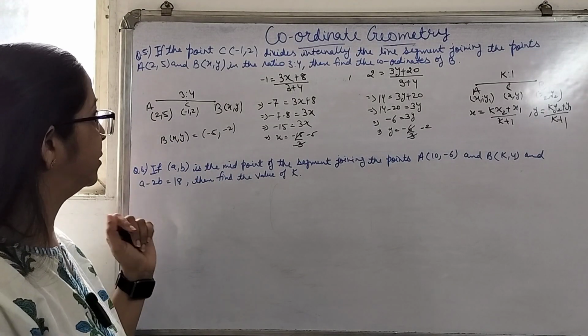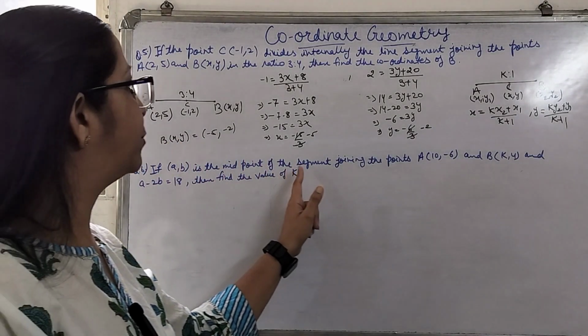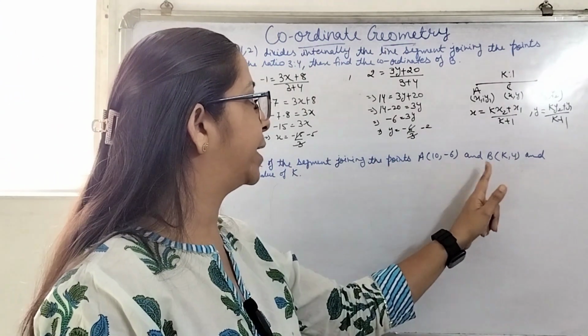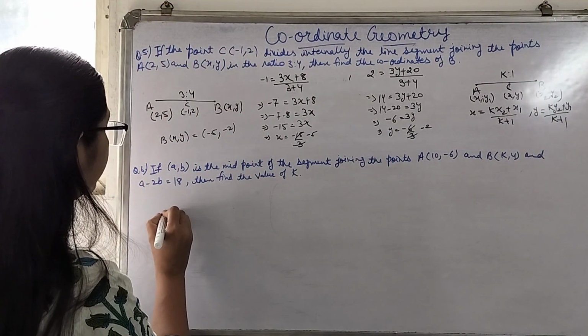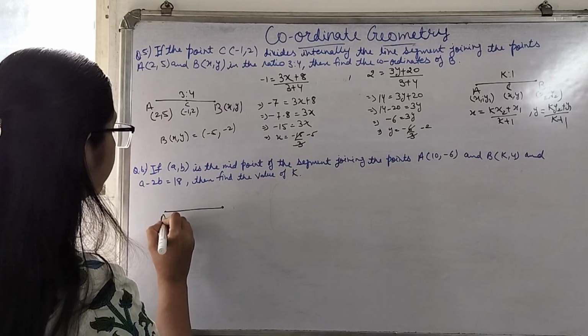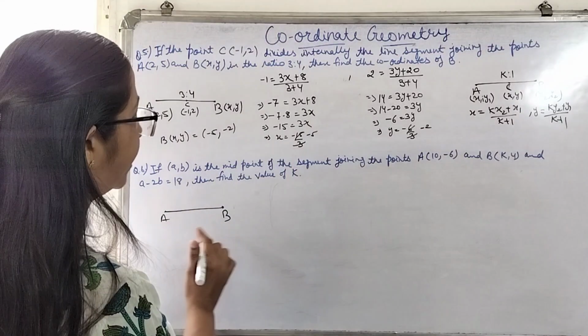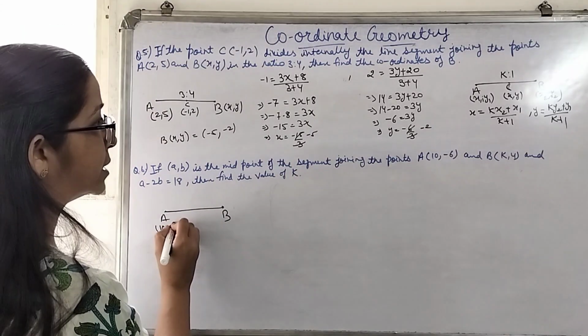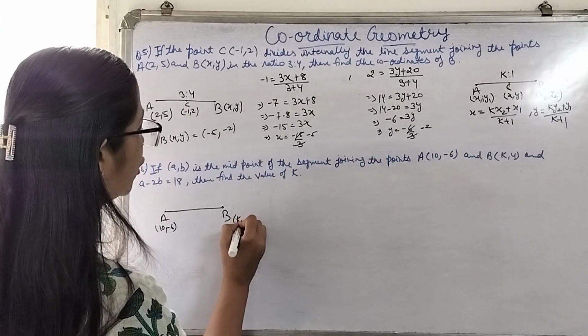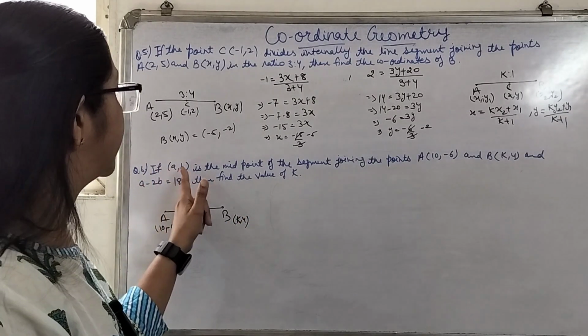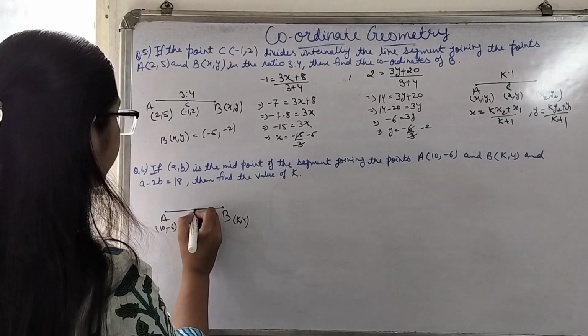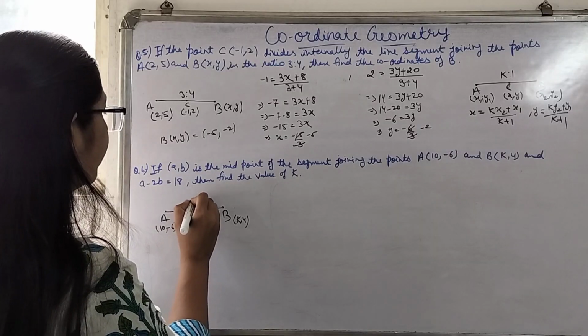Now the next question. If AB is the midpoint of the segment joining the points A and B, over here this is A and this is B. A is your 10, -6 and B is k, 4. And AB is the midpoint, means it is bisecting it. That means ratio is your 1:1.